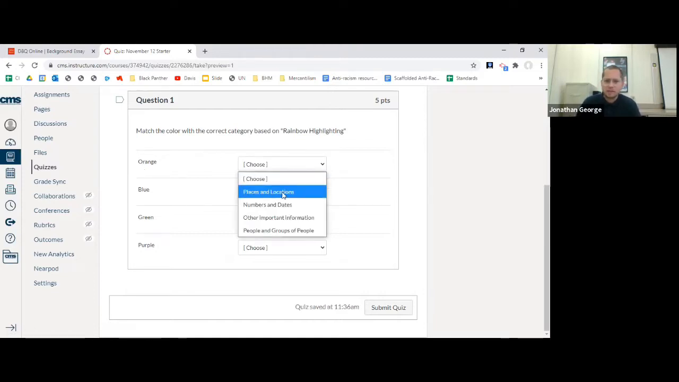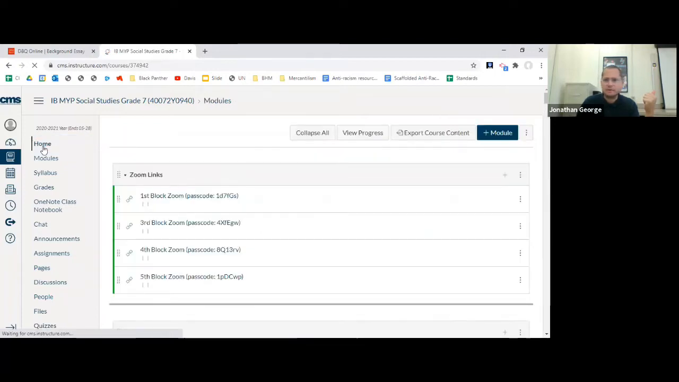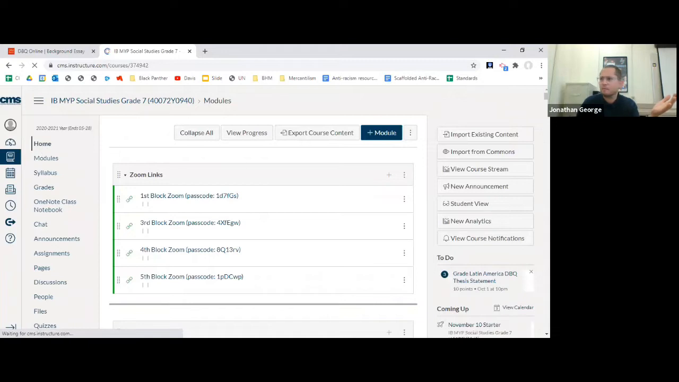What is it for? Places and locations, numbers and dates, other important information, or people and groups of people. Do the same thing with blue, green, purple. Then please hit submit. Okay, and let's continue here. I'll give you about a minute to complete that.